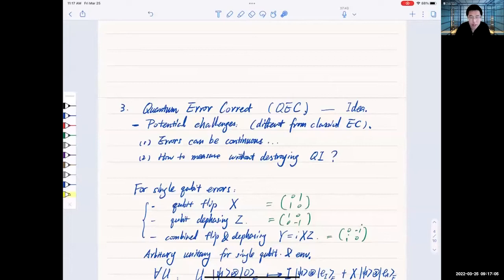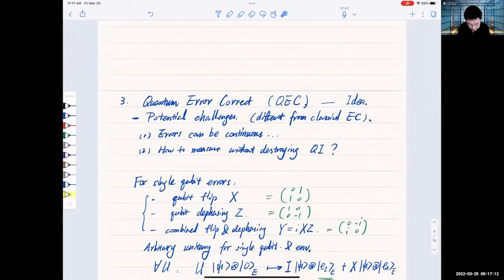So first of all, let's restrict ourselves to quantum bits, qubits. For qubits, I think in the first few lectures people already talked about the bit flip, which you can represent as a Pauli X matrix with off-diagonals being 1 and diagonal being 0, or a dephasing error, which is a Pauli Z matrix with diagonal being 1 and -1 and off-diagonal being 0.